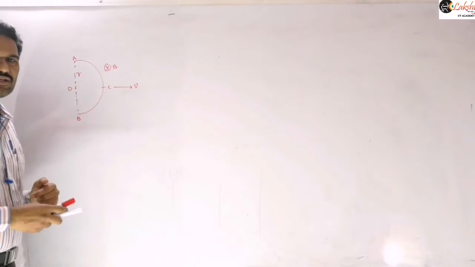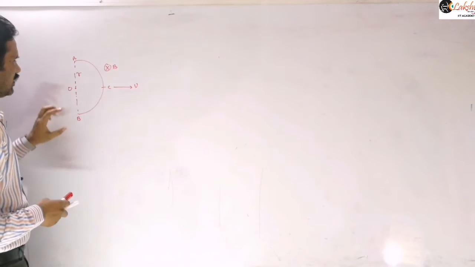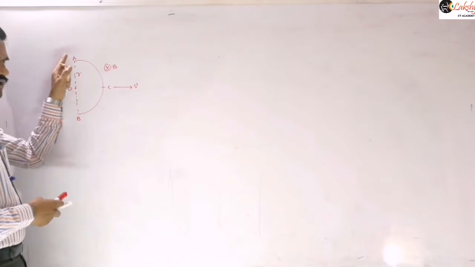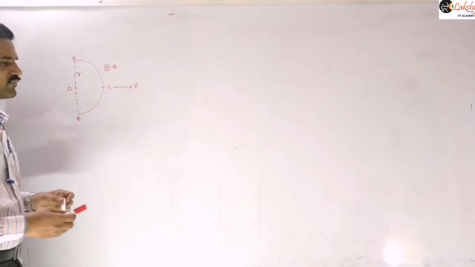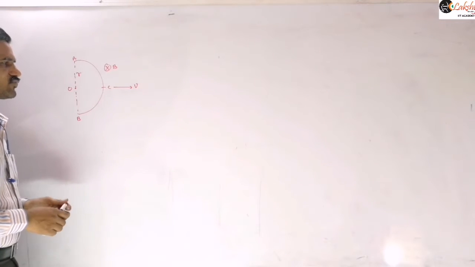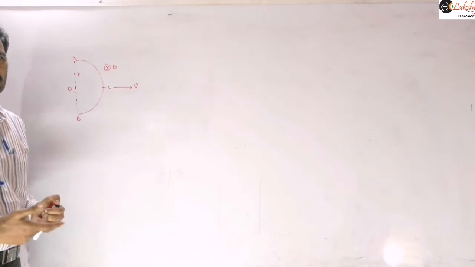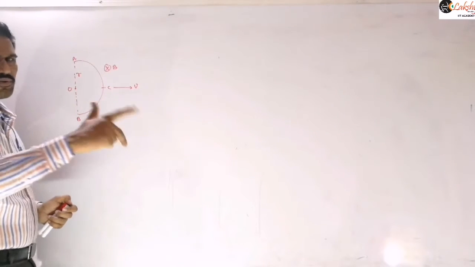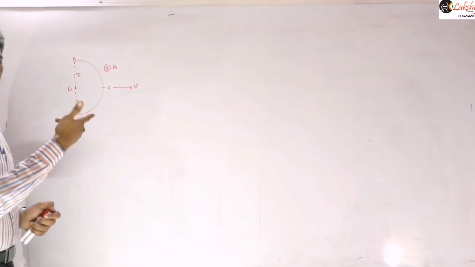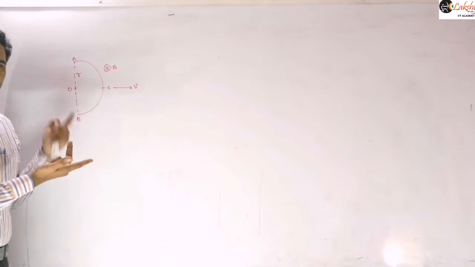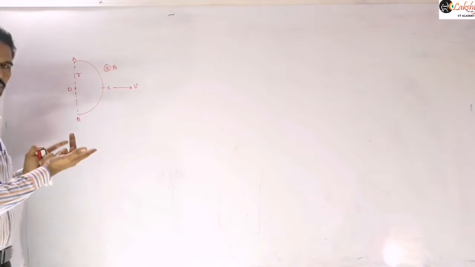So if you are writing the induced EMF produced between A and B, then according to our previous discussion, we need to replace this total curved conductor by a straight wire, right? And let us also identify which is at higher potential, either A or B. So we can apply the right hand rule. The field is into the plane and the motion of the conductor is along this direction. Current is flowing from B to A. When current is flowing from B to A, then B is at lower potential.